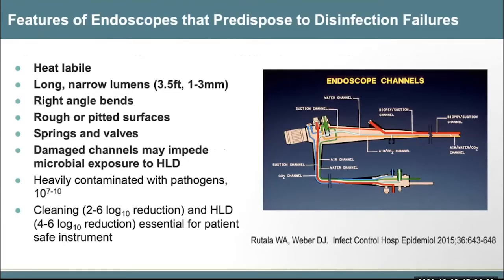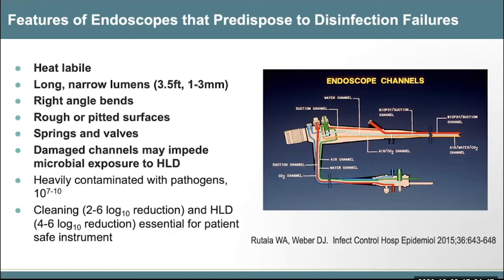So here's why we see them in duodenoscopes. They are heat labile, so they can't be steam sterilized. They have long, narrow lumens, so they can be more than a meter long. The lumens can be as small as 1 millimeter. They have right angle bends, rough pitted surfaces, springs and valves. When you're cleaning them, you can damage and rip the internal channels, which can lead to biofilm. They're heavily contaminated, 10 to the 7th to the 10th.